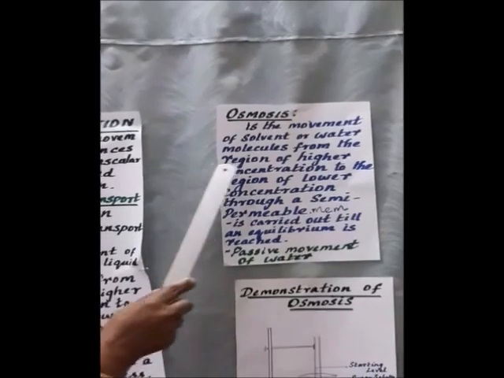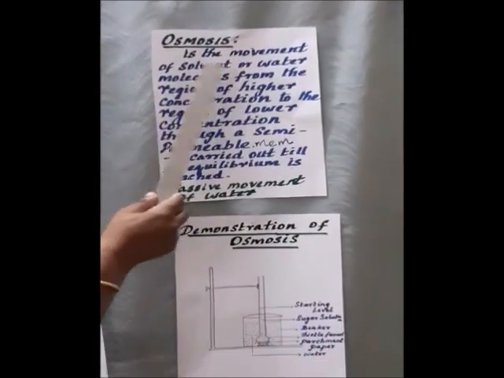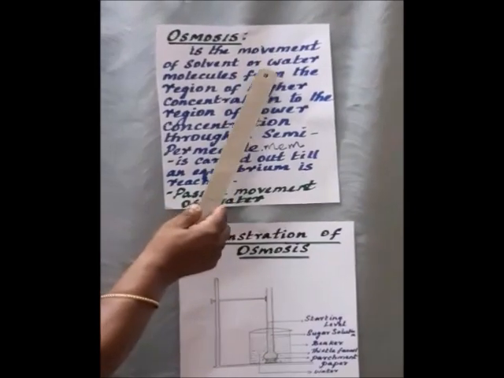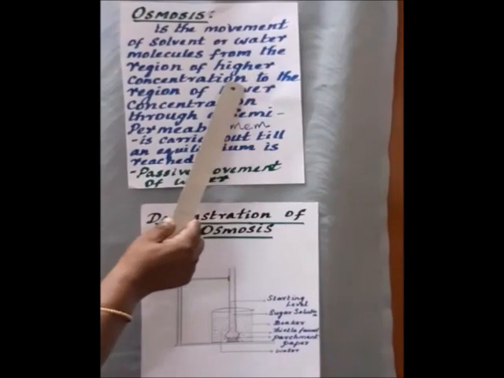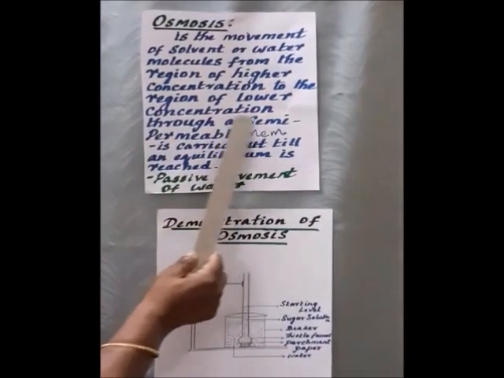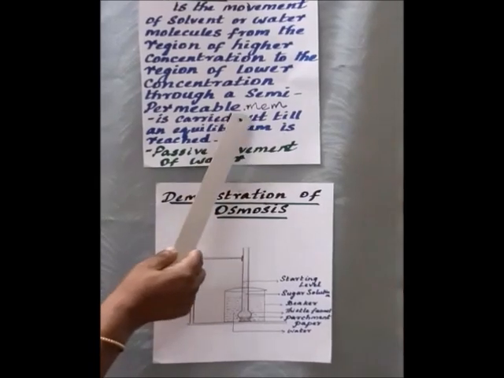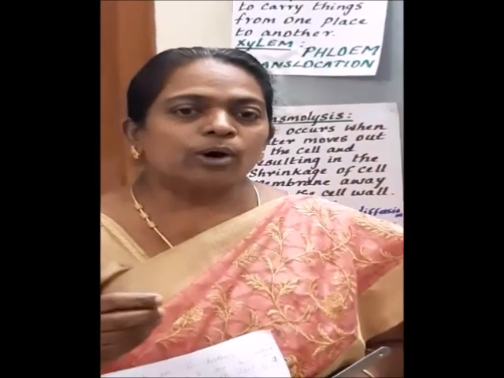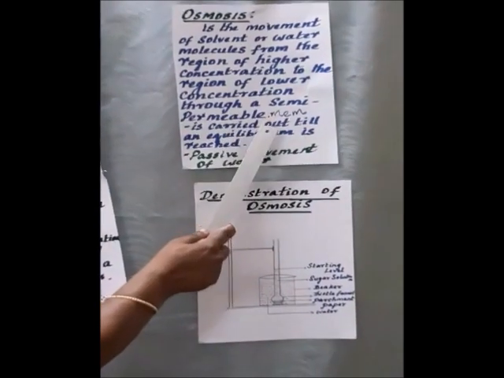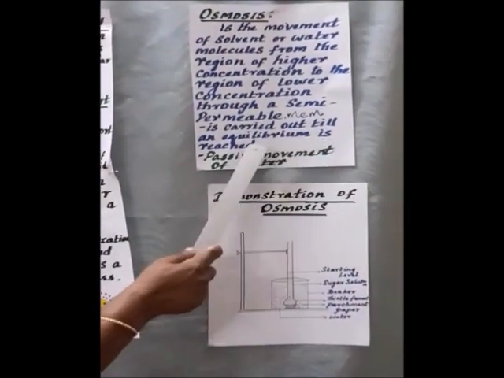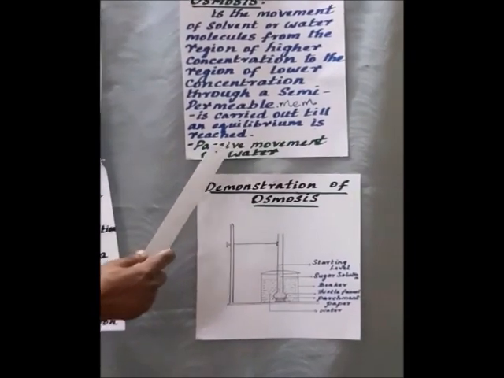Next we pass on to osmosis. What do you mean by osmosis? It is the movement of solvent or water molecules from a region of higher concentration to a region of lower concentration through a semi-permeable membrane. What do you mean by a semi-permeable membrane? When we peel a boiled egg, the tender membrane is called a semi-permeable membrane. It is carried out until equilibrium is attained, and this is a passive movement of water.